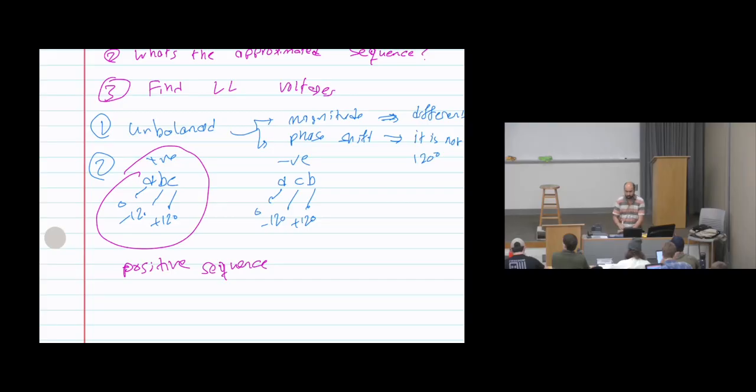And again, it's approximated because it's not 100% positive sequence, but it's close to it. So positive sequence, or in other words, you can say either positive or ABC sequence. Both of them are correct. Okay?